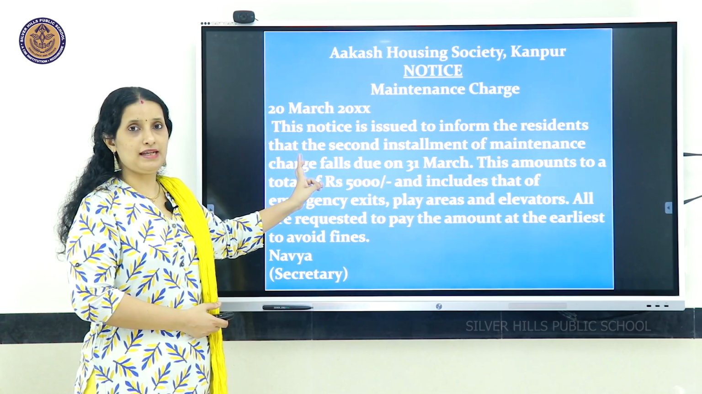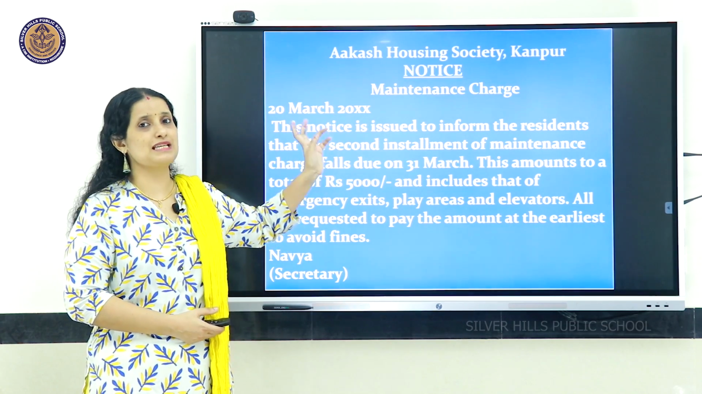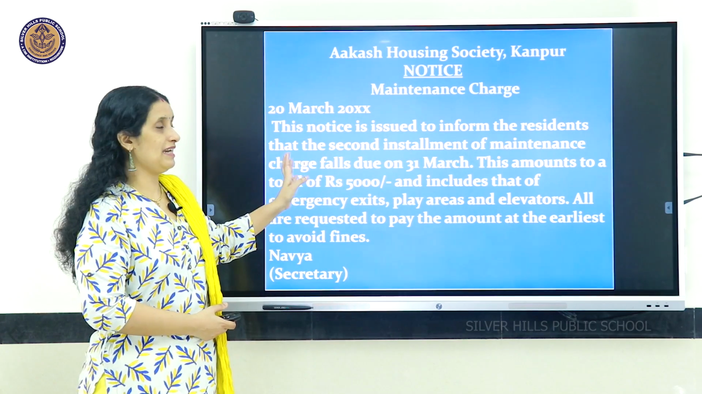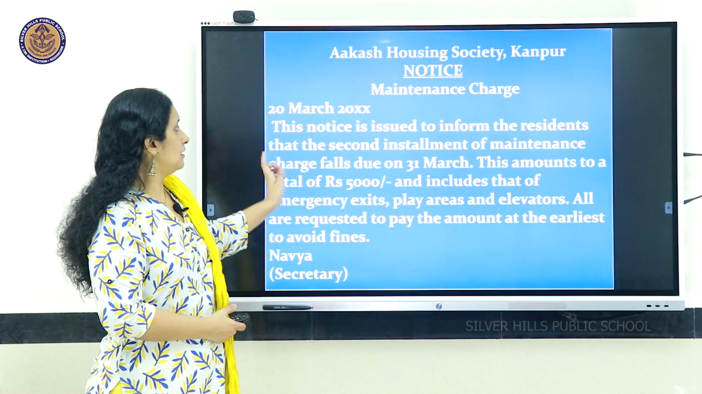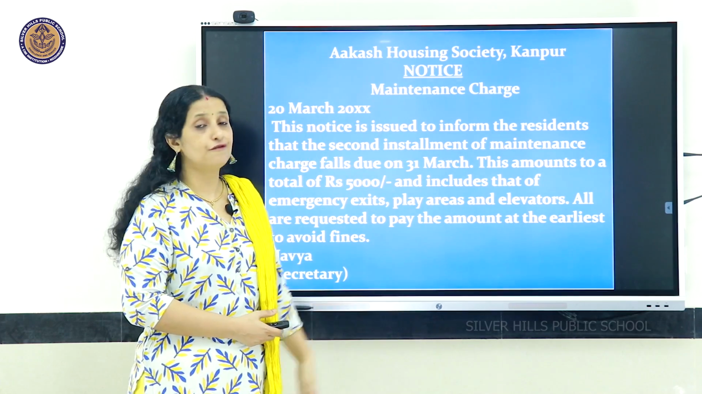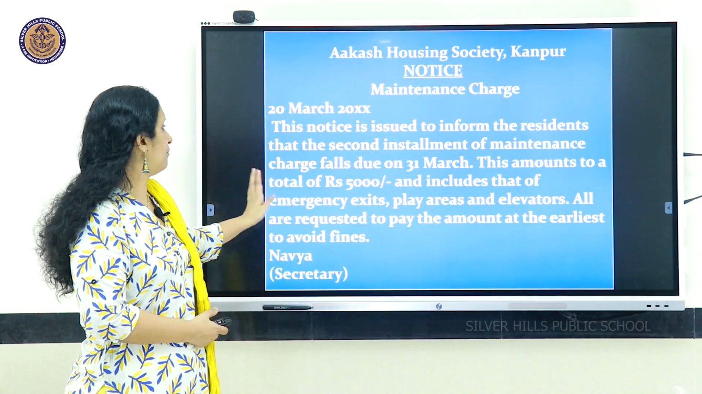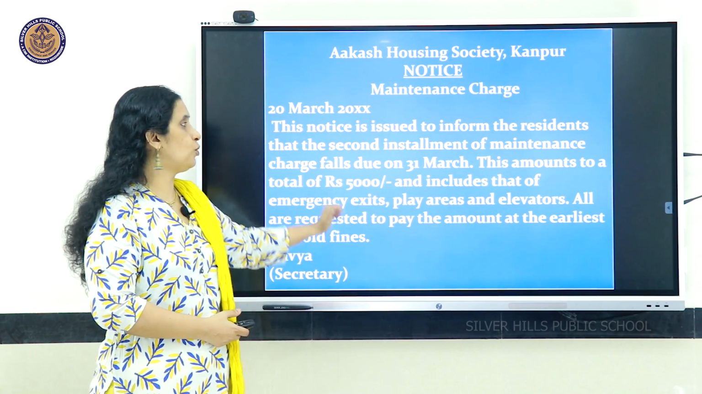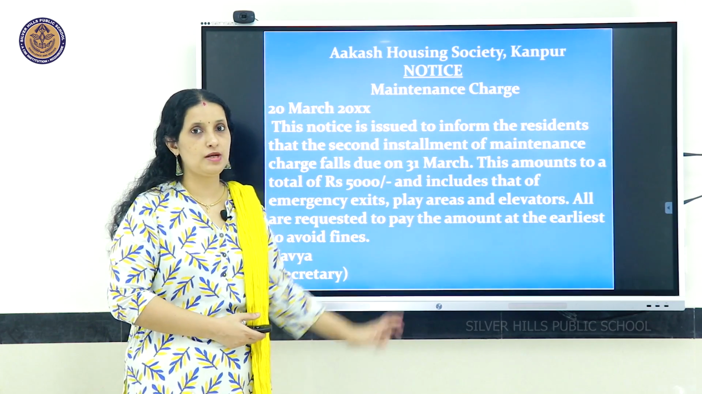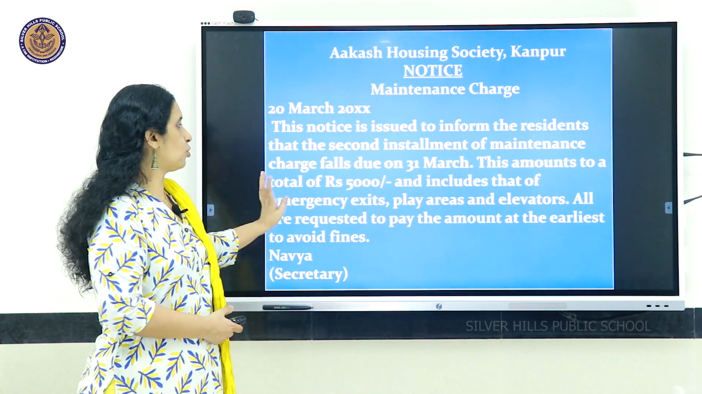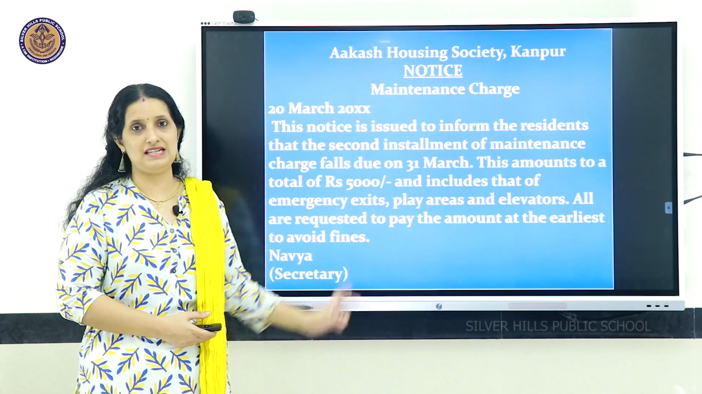The content part again follows all the rules. It is brief, it is precise and it is very clear. All the relevant details are given. This notice is issued to inform the residents that the second installment of maintenance charge falls due on 31 March. The date is clearly specified. This amounts to a total of rupees 5,000.